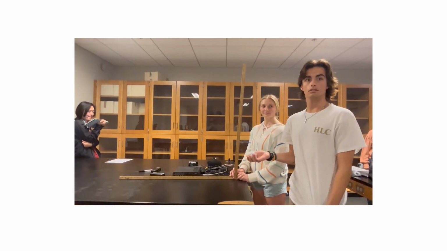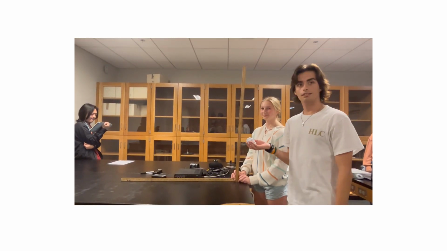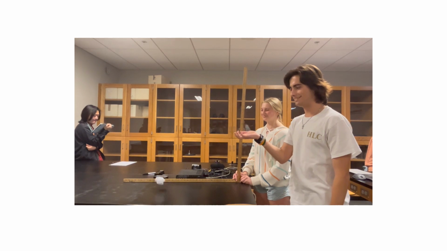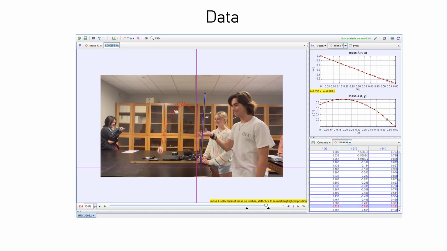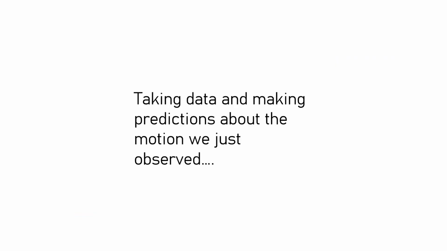So getting into the actual experiment, here's a video of me throwing the paper ball. Here's the tracker data showing the calibration stick, the axes, and the individual data points, and the x position versus time and the y position versus time. So then we take this data and make predictions about the motion we just observed using GlowScript.